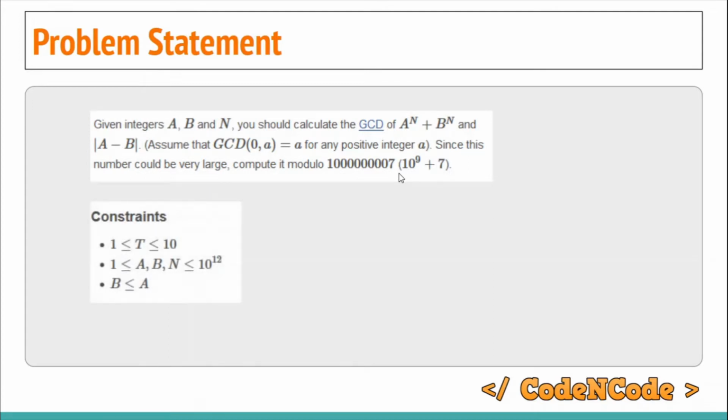If you look at the constraints, there can be as many as 10 test cases, and a, b and n can be as large as 10 to the power 12. It is also given that a is greater than or equal to b. So their absolute difference would be a minus b.